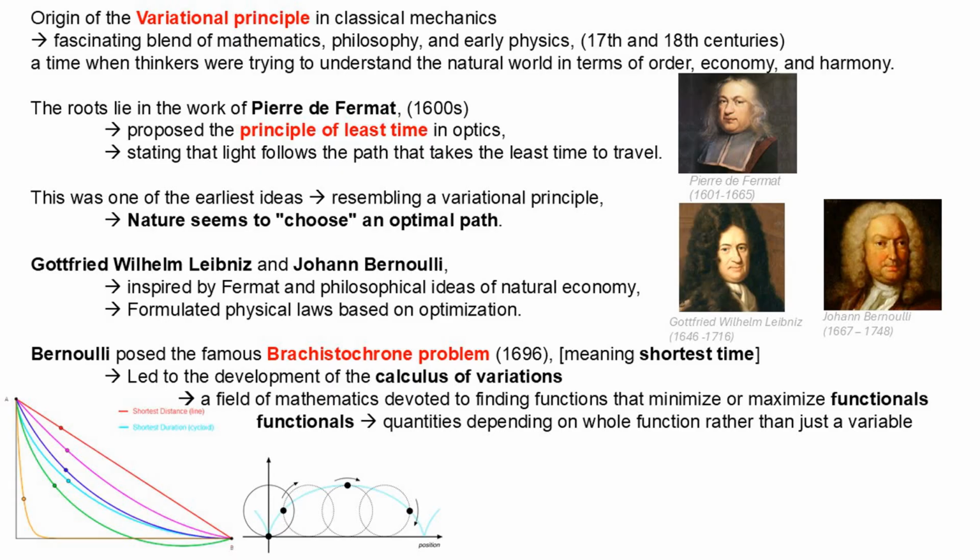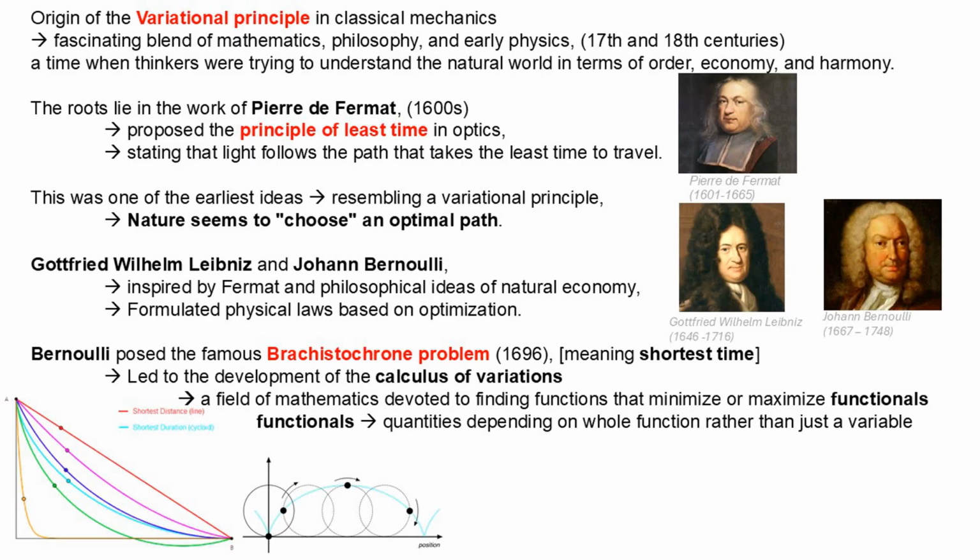This idea was revolutionary not only for its predictive power but also for its philosophical implications. It suggested that nature operates with a kind of intrinsic efficiency, choosing paths that minimize certain quantities. Fermat's principle was later generalized and formalized by other thinkers, including Johann Bernoulli, who tackled the brachistochrone problem in 1696, and Pierre-Louis Maupertuis, who in the mid-18th century introduced the principle of least action in mechanics.